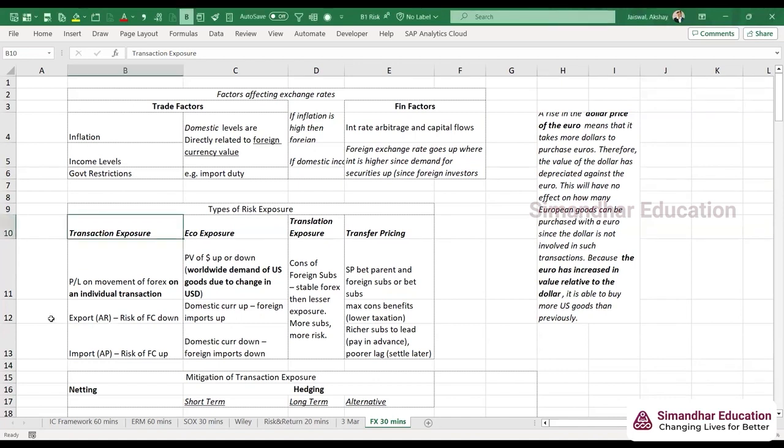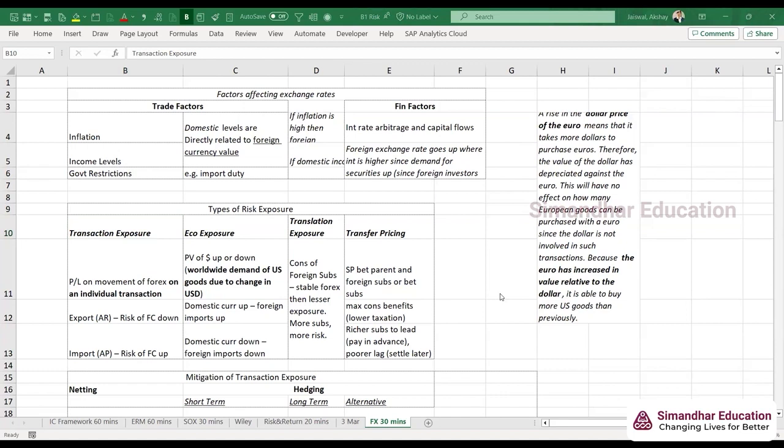So AR is there. Now, if we have AR, what are we afraid of? We will receive the money in yen, right? Because the Japanese customer will pay us in yen. They are not going to pay us in dollars. So if we are going to get yen, what are we afraid of? Yen going up or going down? Yen going down, right? Because we are going to get paid in yen, and if it goes down, then we'll get fewer dollars when we convert that.